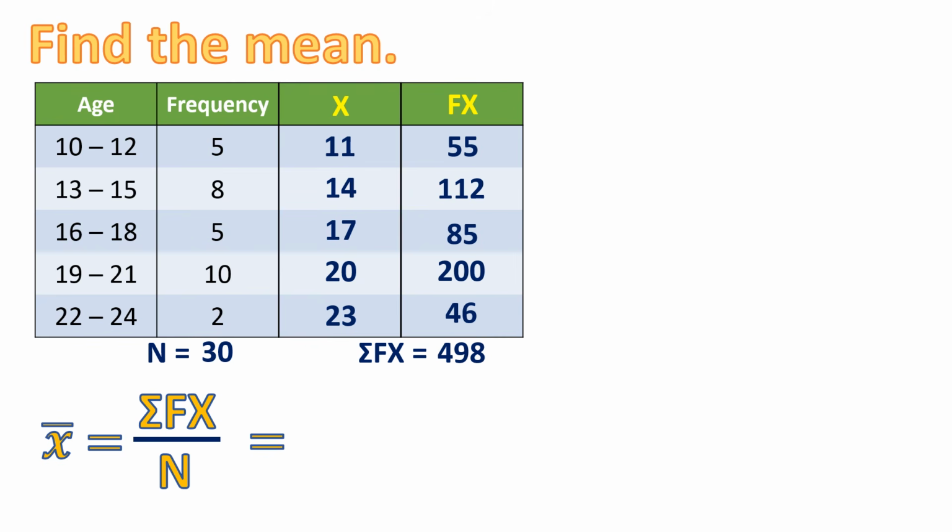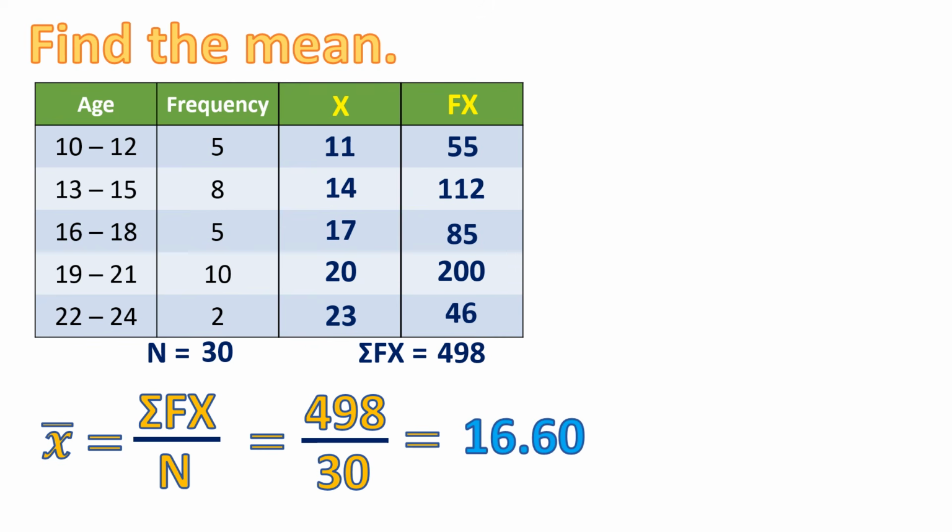So we will substitute these all. 498 divided by 30. If you use your calculator, you will get 16.60. And that's the mean, meaning that's the middle age based on the given group data.